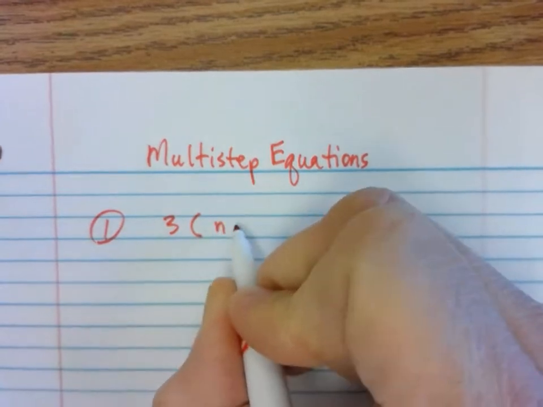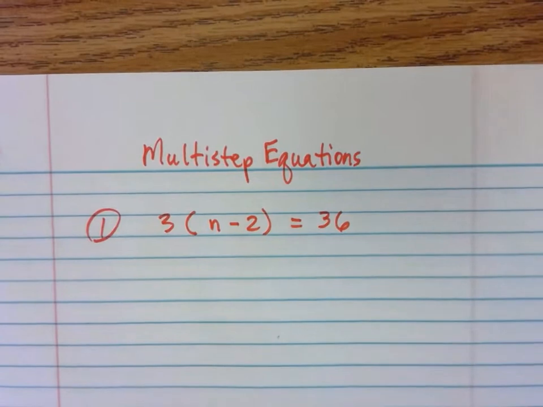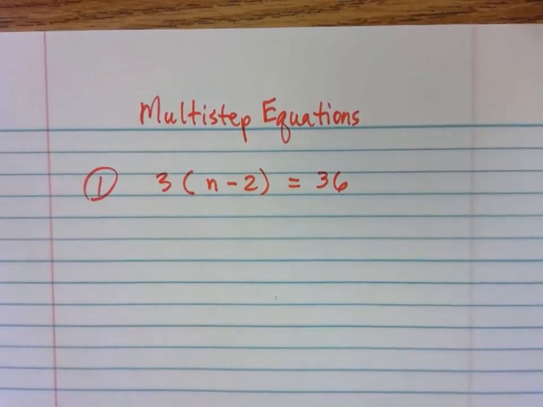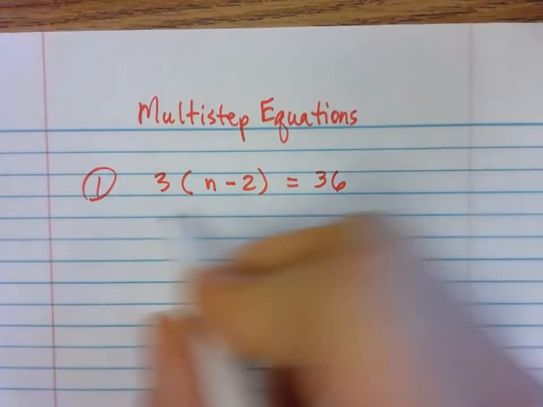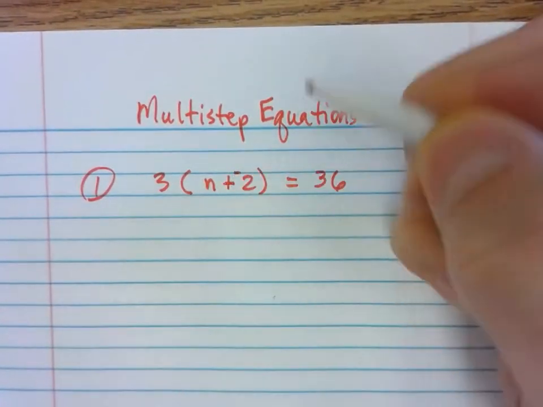We got 3 on the outside of n minus 2 equals 36. Okay, we'll start easy, work our way up to a harder one. Everybody see that? All right, so again, if it was me, I'm going to take the subtract sign and do a little additive inverse to that.